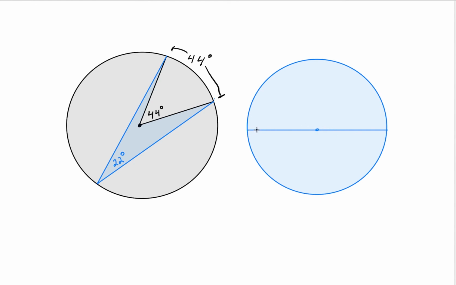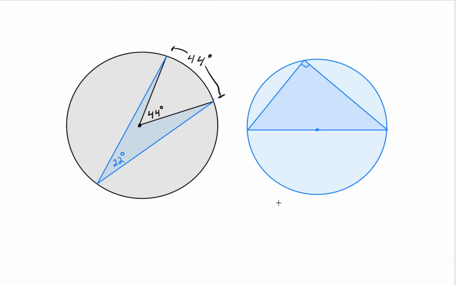And at any point that you have a diameter as one side of your inscribed triangle, then your inscribed angle directly across from the diameter, the diameter becomes the hypotenuse, and this becomes a 90-degree angle here.